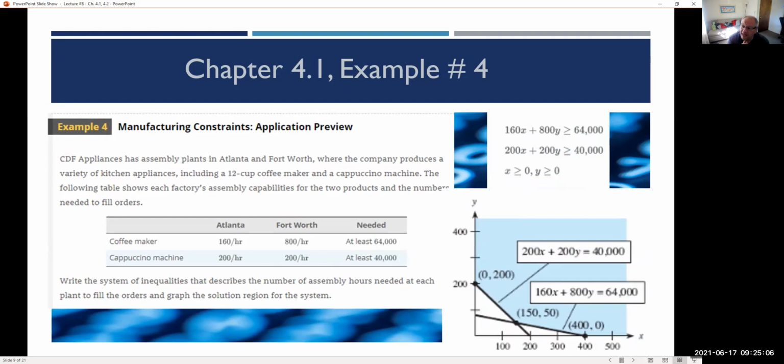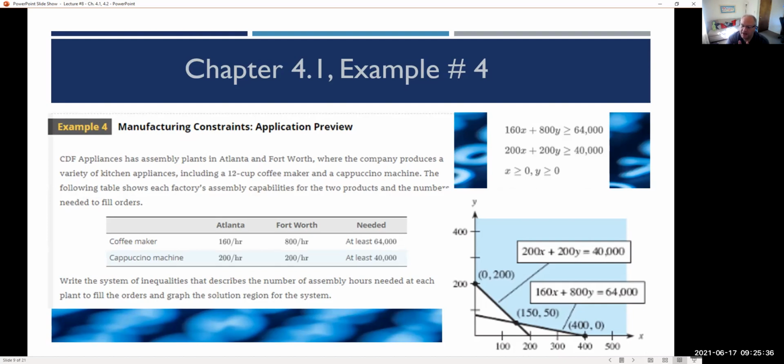And the same thing with the cappuccino machine. For the cappuccino machine, I have 200 x, which is the number of hours that I would be spending working on cappuccino machines, and then 200 times y, which means 200 times the number of hours I would be working on cappuccino machines in Fort Worth, but it would be greater than or equal to 40,000. And we also have, of course, constraints because remember, x and y can't be less than 0. How would that be possible? We can't have that. That doesn't make any sense.